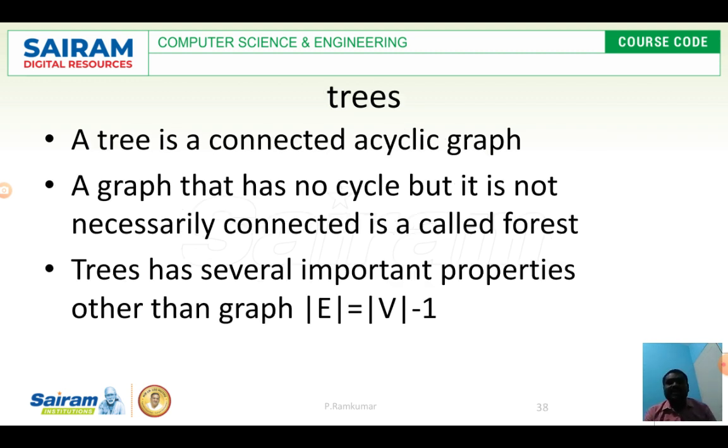So this is called a cycle. Next we are discussing trees. A tree is a connected acyclic graph. I think you might have learned about trees in your data structures course. It is also a data structure, which is used to represent the flow of data. Trees have several important properties other than those of a graph, that is |E| = |V| - 1.